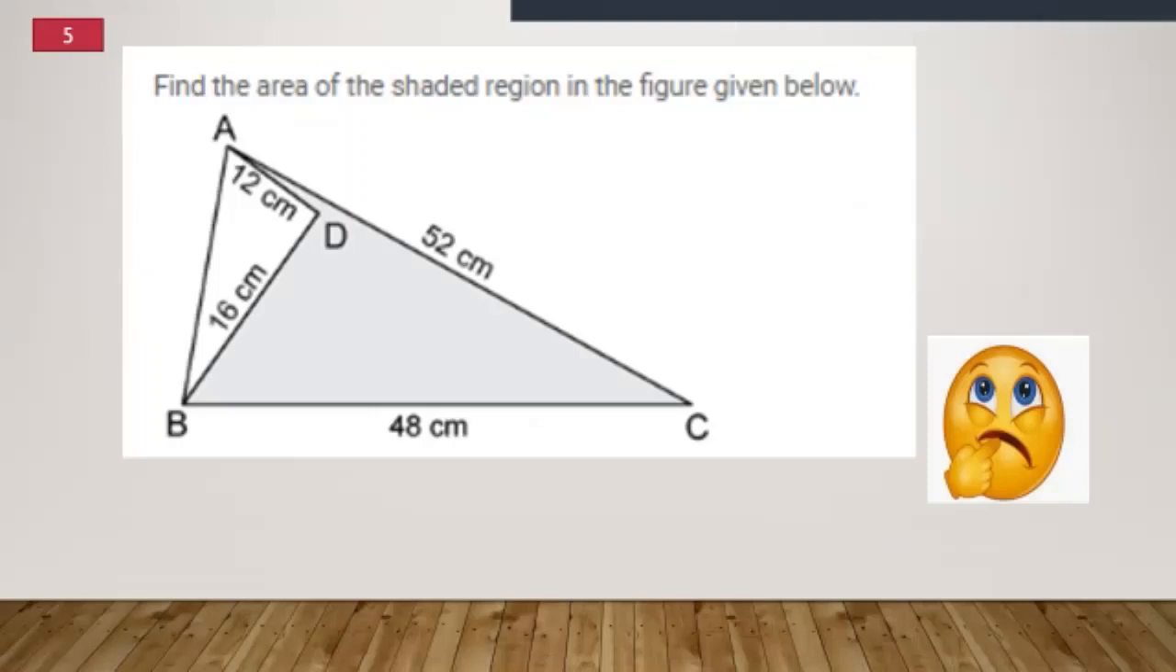Ma'am, is angle D a right angle? No, nothing has been mentioned. But angle D can be a right angle. I think D has to be a right angle, otherwise we can't solve it. I'll use a pen and make it a right angle here. Perfect. Otherwise, we cannot solve. Okay, I've made it a right angle. Continue.